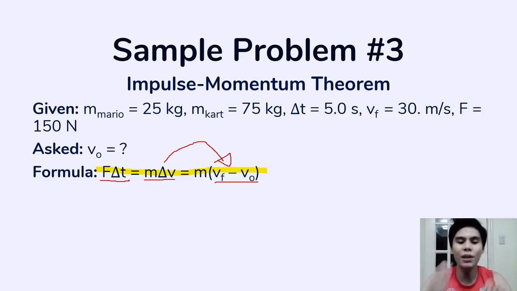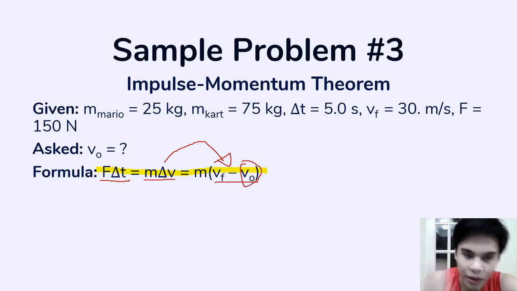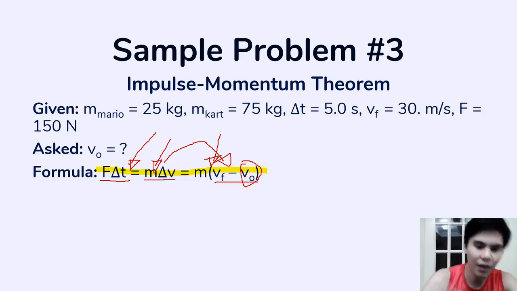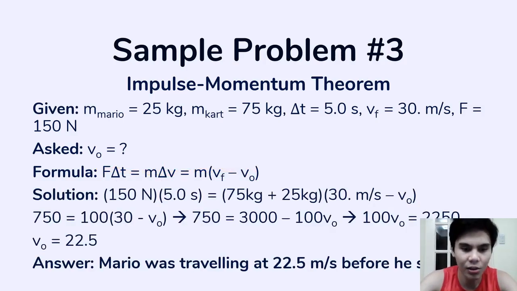And the reason why we need that is because we're solving for this, your initial velocity. But our given only has our force, our time, our mass, and our final velocity. Again, we have everything that we need except for initial velocity. All right, because that's what we're solving for. Okay, so if we put all of the given into your solution, your force will be 150 newtons. Your time is 5 seconds. Your mass is, again, be very careful with your given, the mass of the cart plus the mass of Mario. So 75 plus 25 kilograms. You multiply that by the final velocity minus the initial velocity.